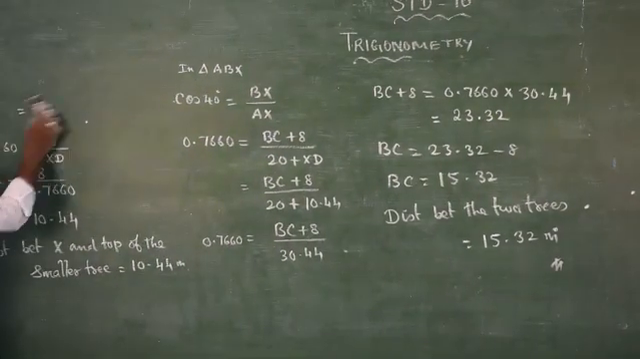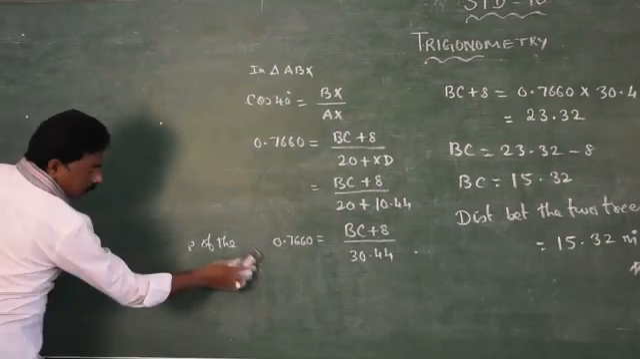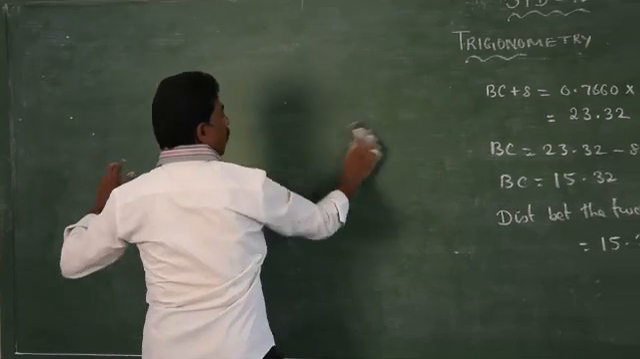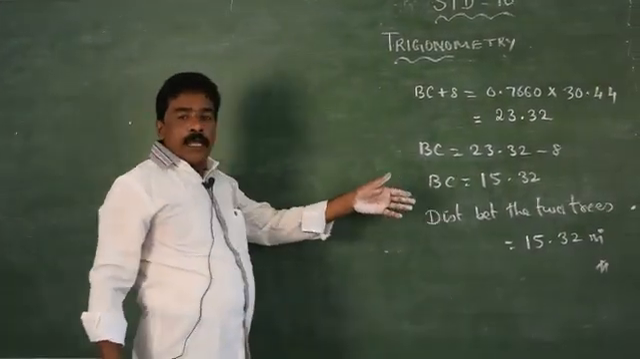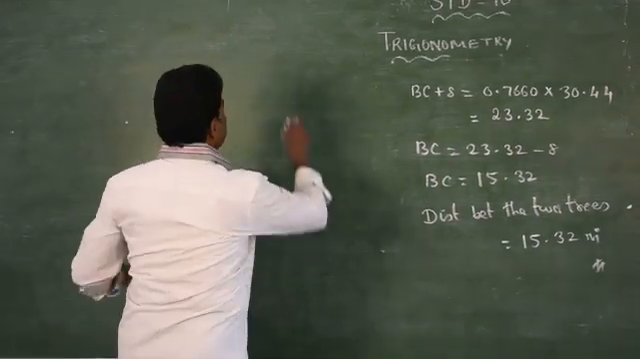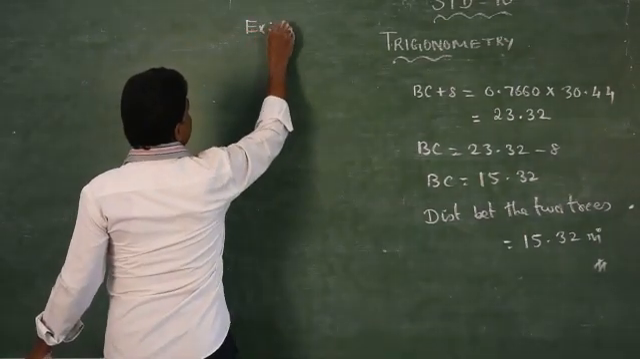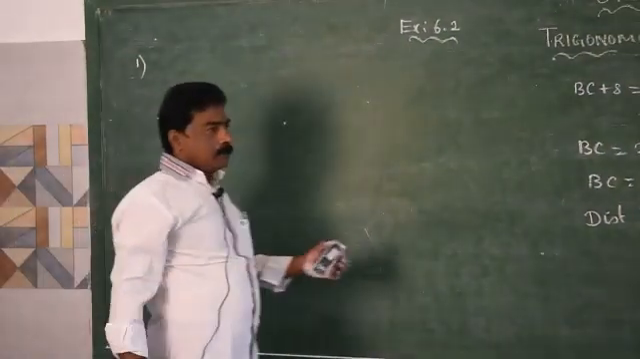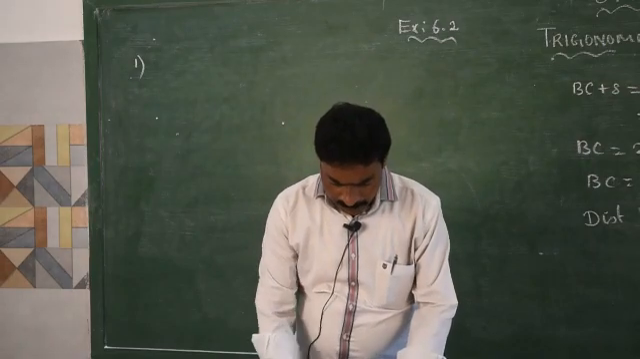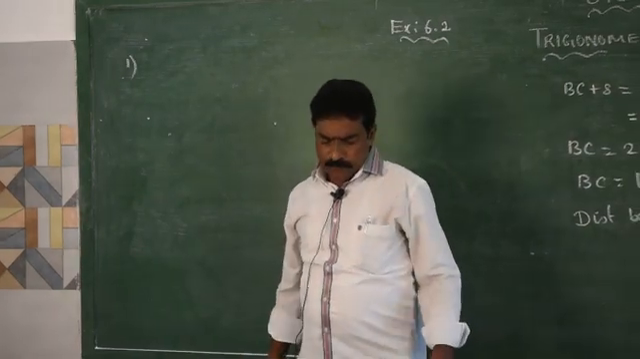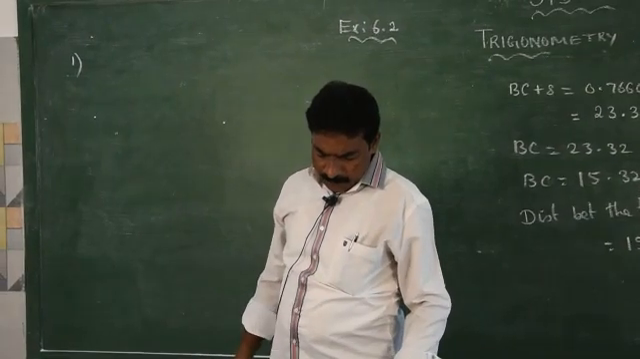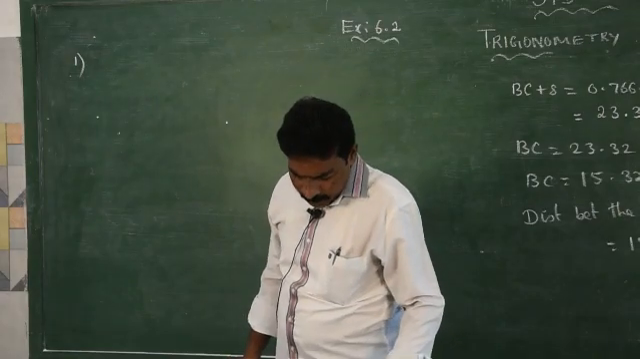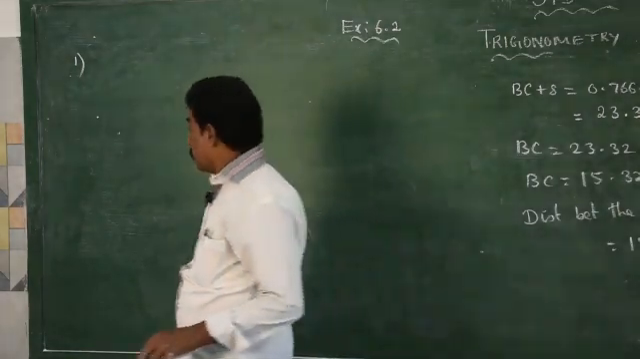Now, we will go to the exercise, exercise 6.2. All these problems we are dealing with the angle of elevation. The first sum. Read the sum. The angle of elevation of the top of the tower from a point on the ground which is 30 meter away from the foot of the tower, the tower is of height 10 root 3. You have to find the angle of elevation of the top of the tower.